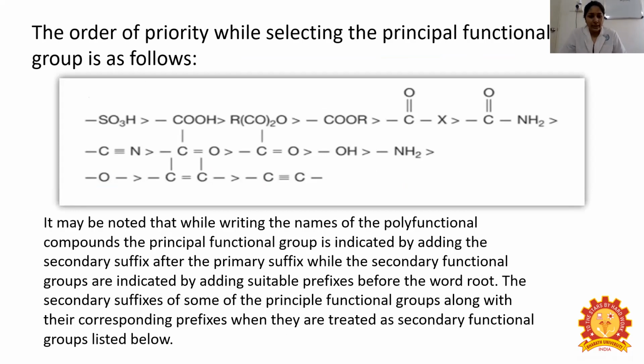So it may be noted that while writing the name of polyfunctional compounds, a principal functional group is indicated by adding the secondary suffix after the primary suffix, while the secondary functional groups are indicated by adding suitable prefixes before the word root. The secondary suffixes of some of the principal functional groups, along with their corresponding prefixes when they are treated as secondary functional groups, are listed below.